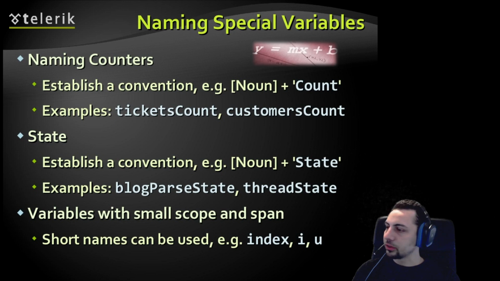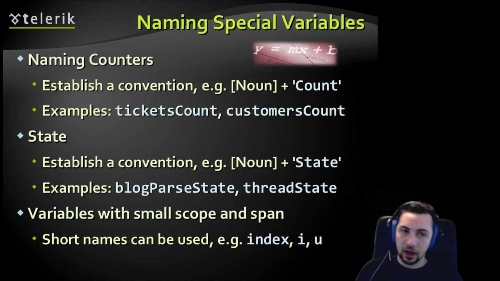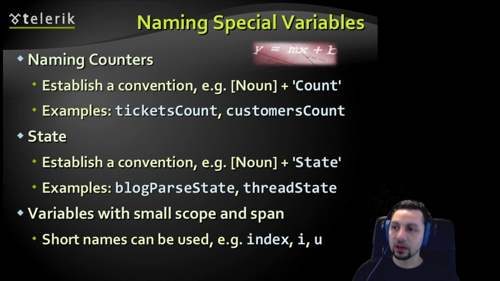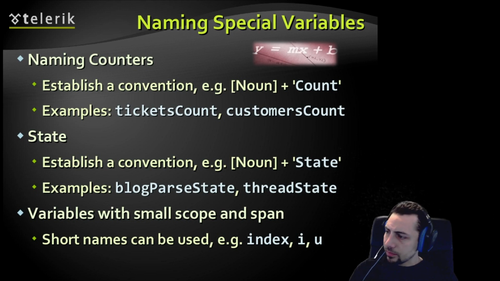If you do have a counter that's being used for a larger period of time than a few lines, you're not going to want to use I. You are going to want to talk about what you are counting. So it's usually whatever noun you're counting, followed by count. All right. States for a state machine, same thing. Put state there. If you are using counters, you can have small scope, index, I, it's allowed.